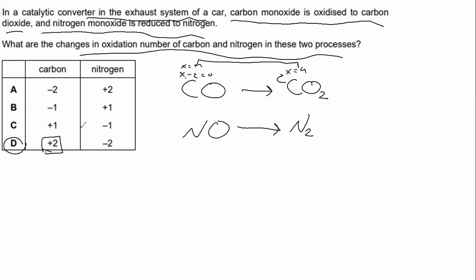D must be correct. To make sure, nitrogen here is X, oxygen -2, equals 0. So X will be +2. And then it becomes nitrogen 0. From +2 to 0, so it is -2. As we said, D is the correct option.